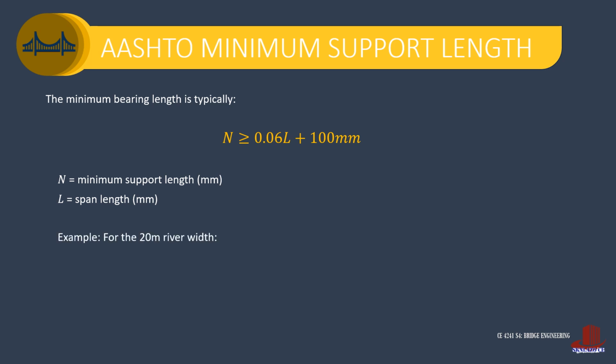For the river presented earlier, having 20 meters width, n is then computed as 0.06 of 20,000 mm, then add 100 mm to give 1300 mm. This is n for each support.